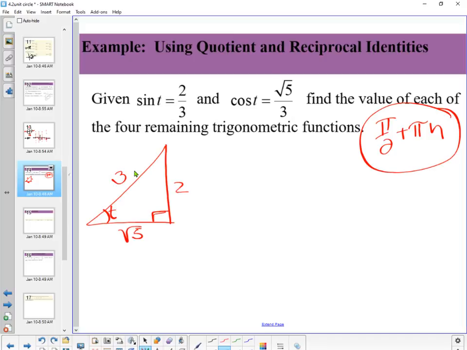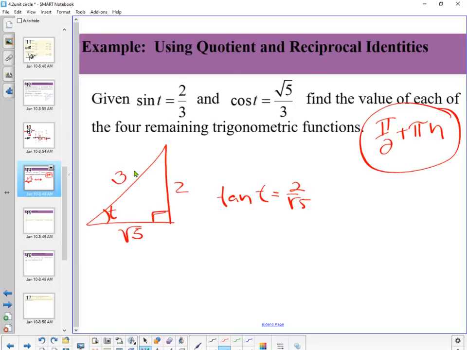Hey, I got that triangle. So if I have sine and cosine already, I just need tangent. What's tangent? Opposite over adjacent. So this ends up being 2 over radical 5. If you want to rationalize that right now, go for it. Right now I really don't care. I'm after all the other values.